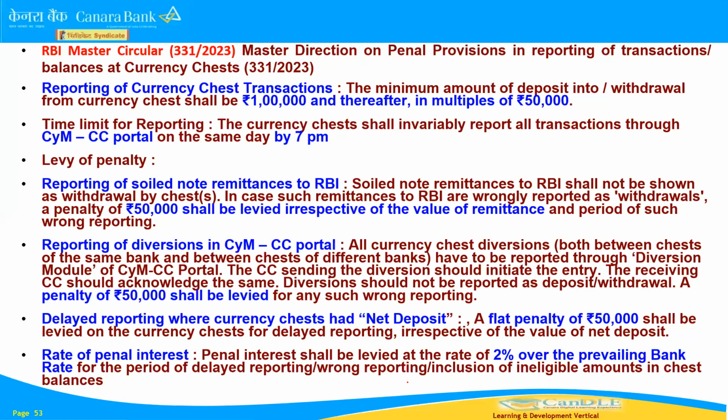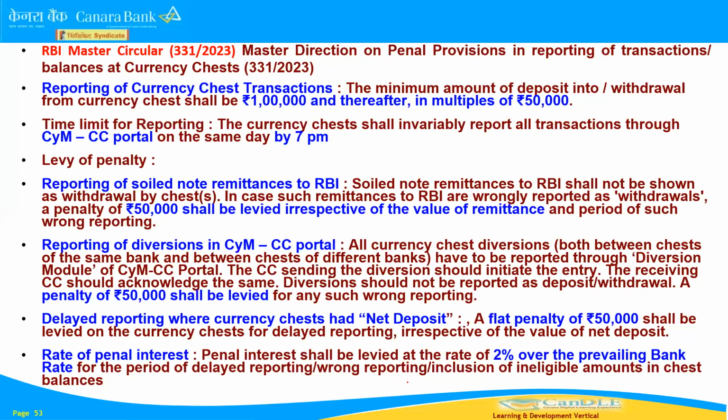Reporting of transactions. If currency chests are making delay in reporting, or any soil notes have gone, RBI will penalize the currency chest. The first most important point is currency chest transactions to be reported, deposit or withdrawal. Even if somebody is depositing in a currency chest at your branch, minimum is 1 lakh in multiples of 50,000 only. 1 lakh, 1.5, 2 lakhs. You cannot deposit 1,75,000 in a currency chest. You should note that. 1 lakh in multiples of 50,000.